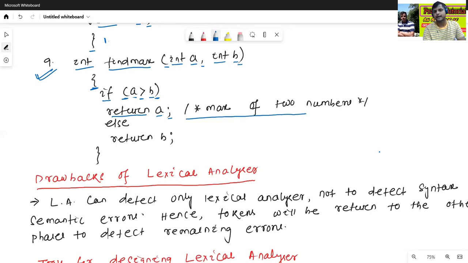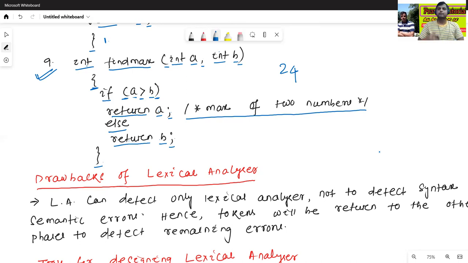See, this one is a comment line. Since this is a comment line, it is not tokens. Every comment line is eliminated, because the lexical analyzer eliminates the comment lines. Else is valid, return is valid, b is valid, semicolon is valid, right curly brace is valid. So just count: 1, 2, 3, 4, 5, 6, 7, 8, 9, 10, 11, 12, 13, 14, 15, 16, 17, 18, 19, 20, 21, 22, 23, 24, total 24 tokens. So the total is 24 tokens in the 9th statement.